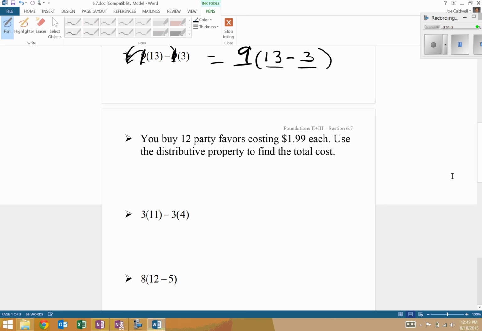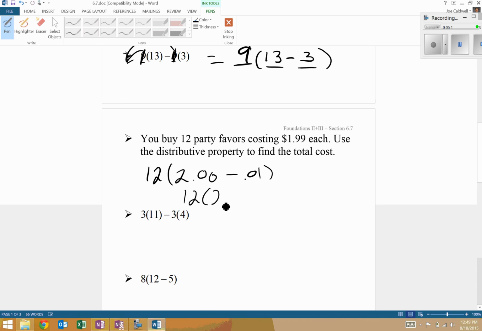So you buy 12 party favors costing $1.99 each. You could just do $1.99 times 12, or you could use the distributive property to make things into easier numbers. What are easier numbers to work with? We could say that $1.99 is the same thing as $2 minus 1 cent. Now we have a little bit easier number to work with.